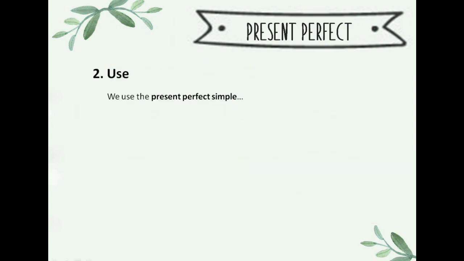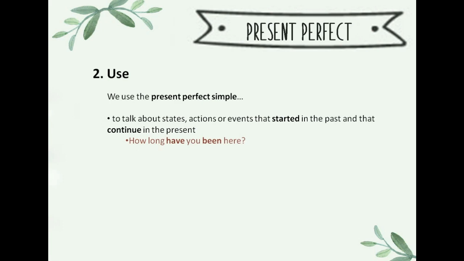So what can we say about the present perfect? Well, we use the present perfect simple in three contexts, basically three contexts. One, to talk about states, actions or events that started in the past and that continue in the present. That means that you have one action that was started some time ago and that continues now, continues at the moment. Like in the example, how long have you been here? That means that one person is still here in the place that we're talking about.